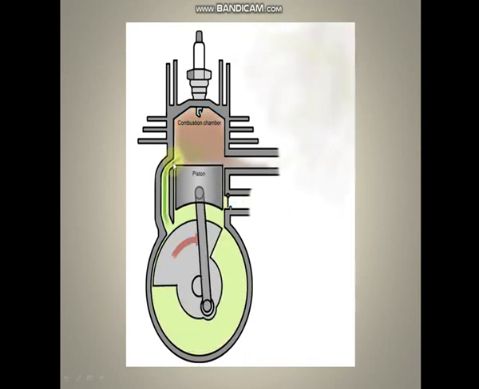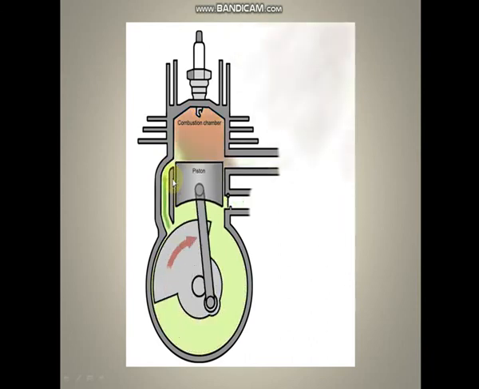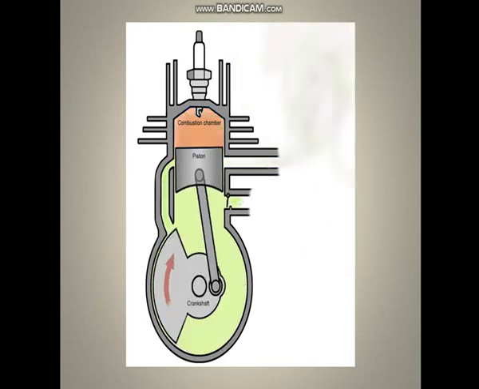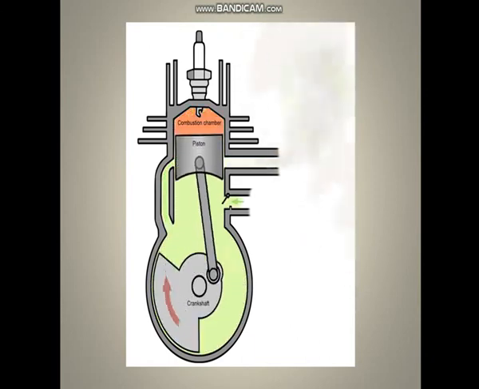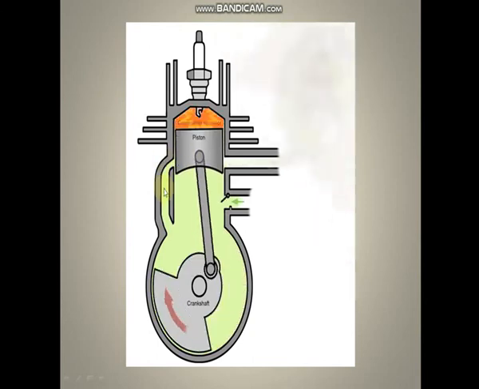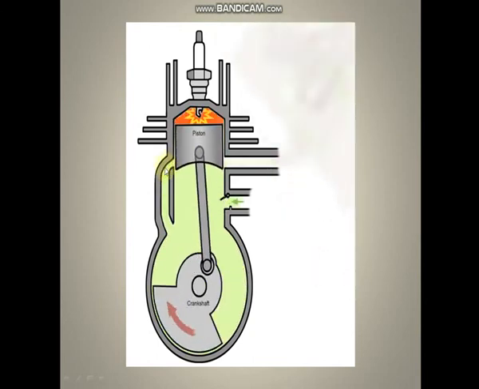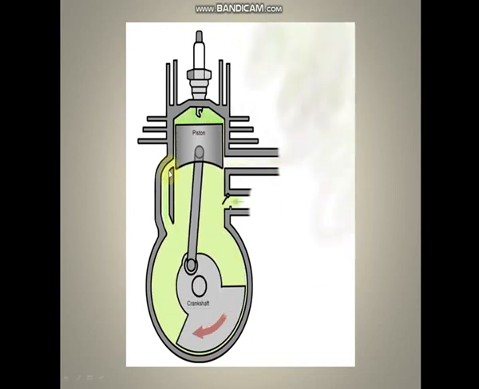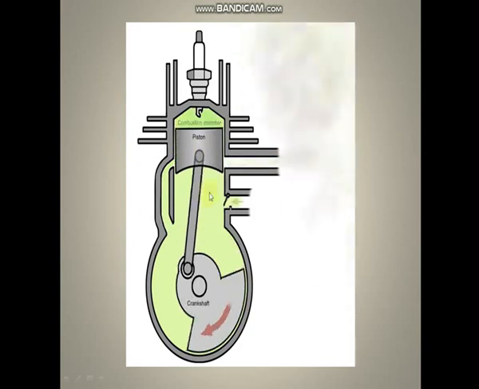So during the downward motion of the piston, it will uncover the exhaust port as well as the transfer port, and through this exhaust port the exhaust gases will be expelled out to the atmosphere, and also through this transfer port the air-fuel mixture will be drawn into the combustion chamber.